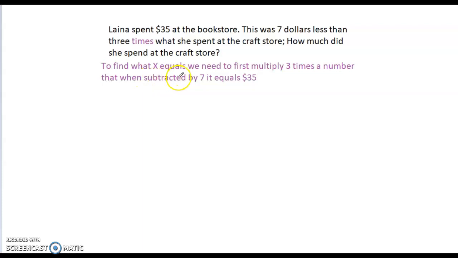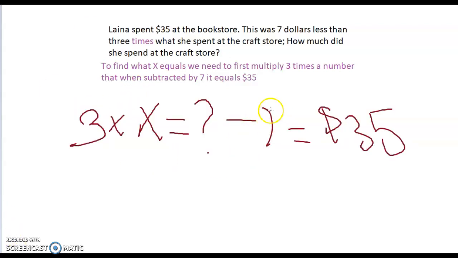To find what x equals, we need to first multiply 3 times a number that, when subtracted by 7, equals 35. So the equation would look something like this: 3 times x, minus 7 equals 35. So that's the equation. We're trying to solve for x to figure out what this number is, to subtract it by 7 to equal 35.